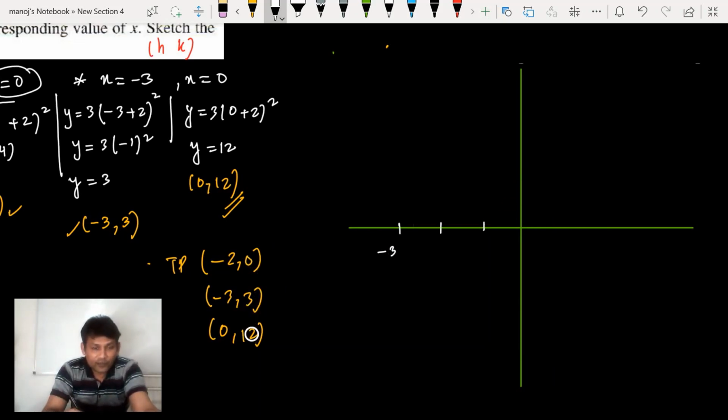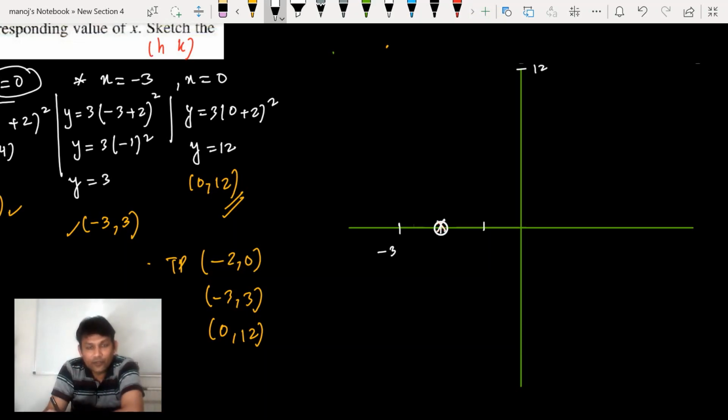Y is maximum 12 and then 0. So you can make the maximum 12, it is the easiest way. Now when I draw the sketch, first I will mark the turning point. Turning point is minus 2, 0. The minus 2, 0 is coming here. Yeah, this is minus 2, 0.